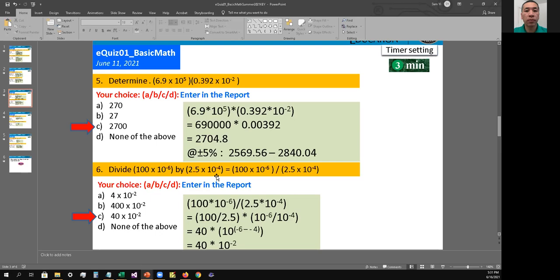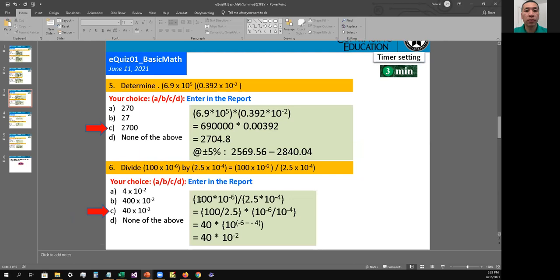Okay, so we're going to be doing that same. So that would be 100 times 10 to negative 6 divided by 2.5 times 10 to negative 4. So we're going to group the 100 and 2.5 together. So 100 divided by 2.5 times 10 to negative 6 divided by 10 to negative 4. Okay, so therefore, 100 divided by 2.5, that gives you 40.